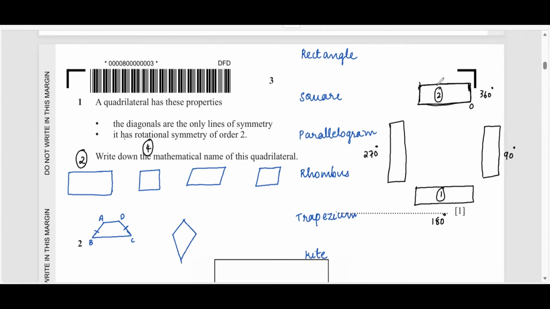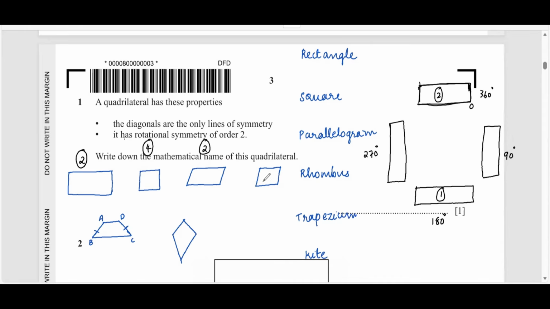Parallelogram. If we rotate a parallelogram through 90 degrees, 180, 270 and 360, we'll get the same shape once we rotate it to 180 degrees and 360 degrees, same as the case of a rectangle. When it reaches 180 degrees and 360 degrees, we will have the same shape. Therefore, a parallelogram will have rotational symmetry, or order of rotation, 2.